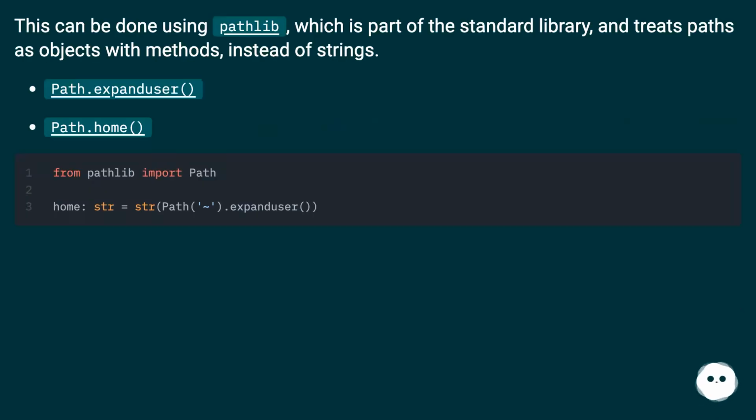This can be done using pathlib, which is part of the standard library, and treats paths as objects with methods, instead of strings. Path.expanduser. Path.home.